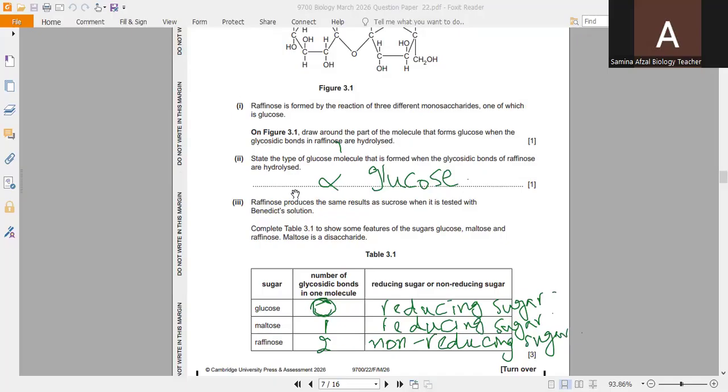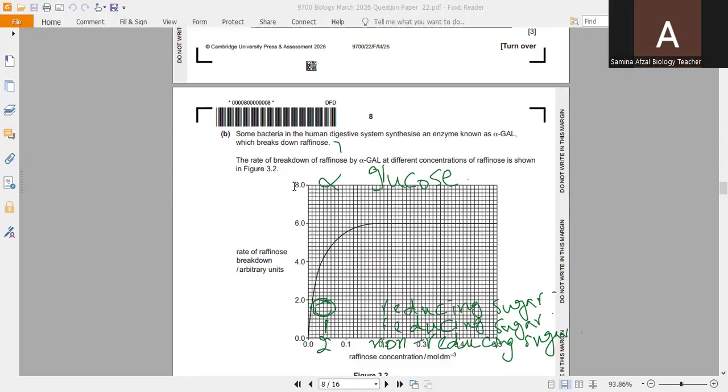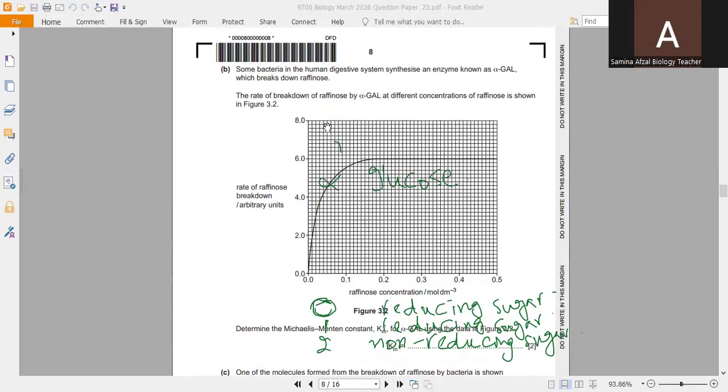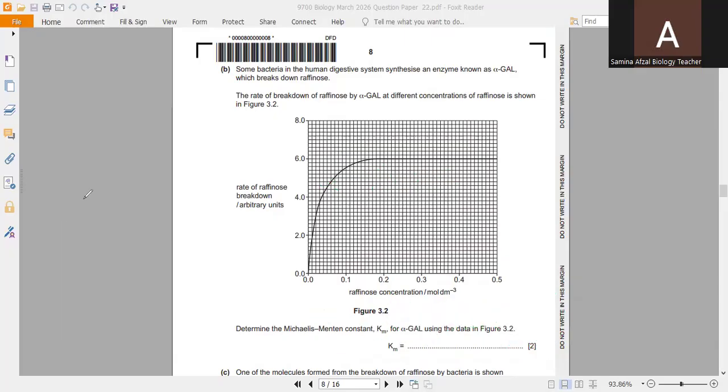Moving towards the next question. Some bacteria in the human digestive system synthesize an enzyme known as alpha-gal, which breaks down raffinose. The rate of breakdown of raffinose by alpha-gal at different concentrations of raffinose is shown in figure 3.2. So you can see this graph. Now determine the Michaelis-Menten constant for alpha-gal using the data in figure 3.2.